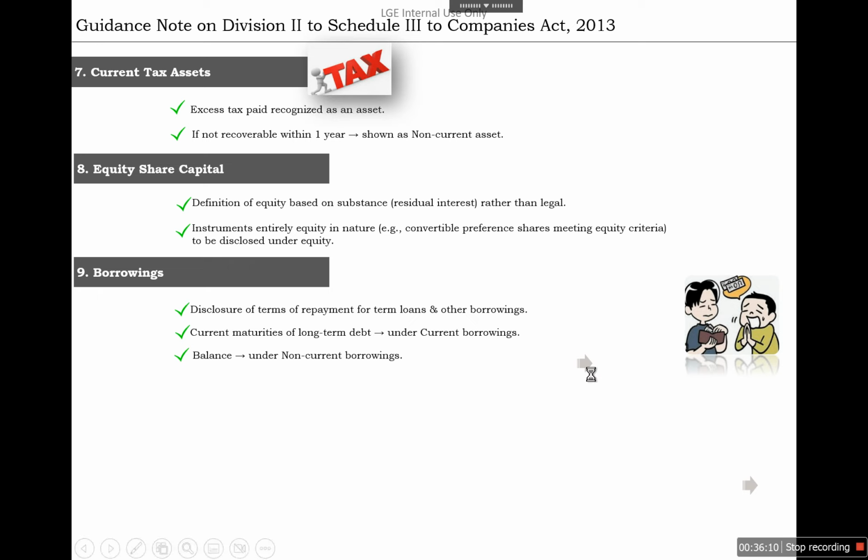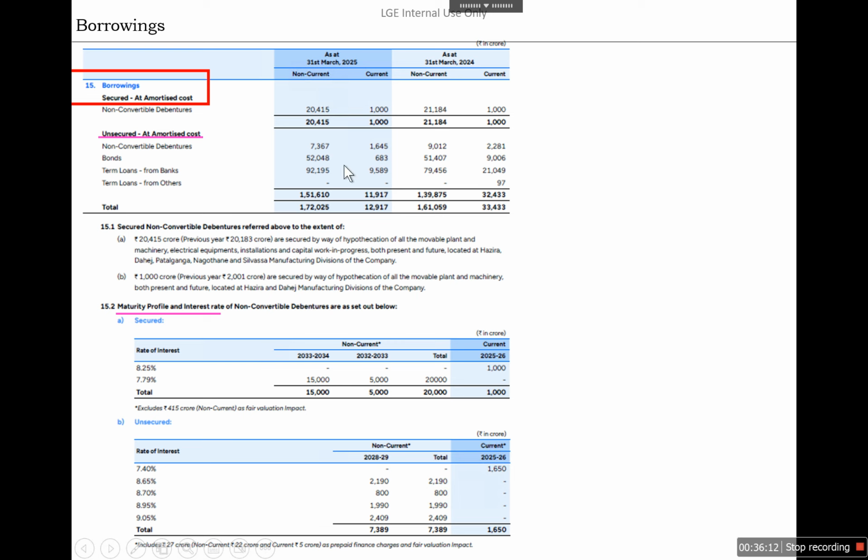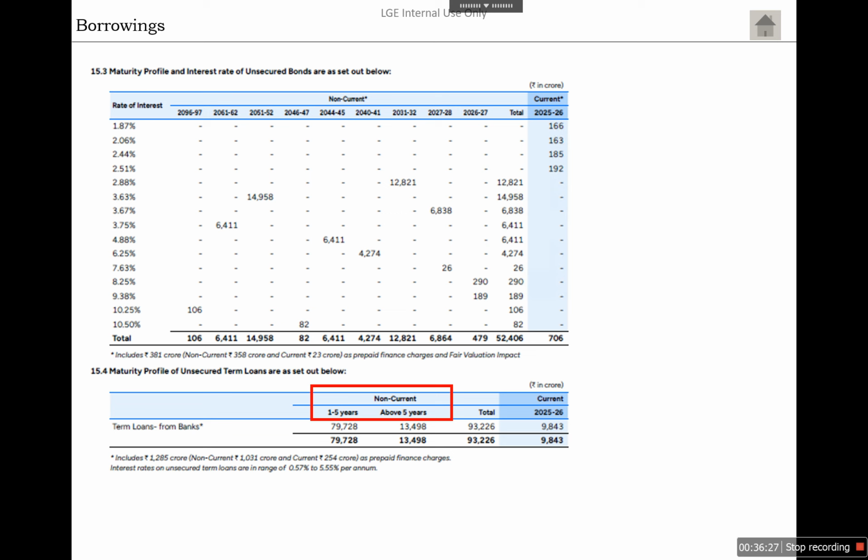So if we see the disclosure, this is from Reliance. It is shown as borrowings at amortized cost and unsecured, and here it is classified into non-current and current. And this is the aging of term loans, 1 to 5 years and more than 5 years.